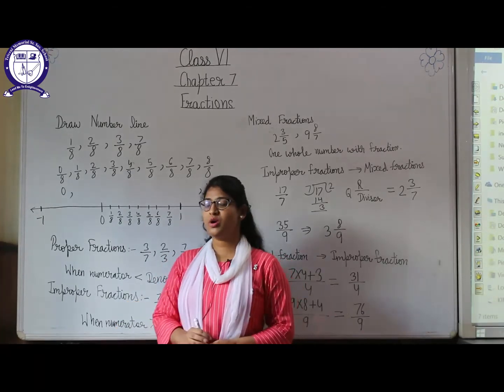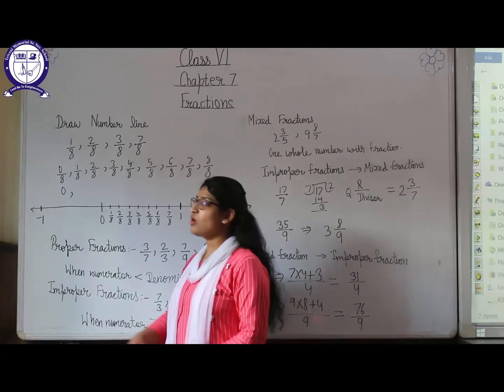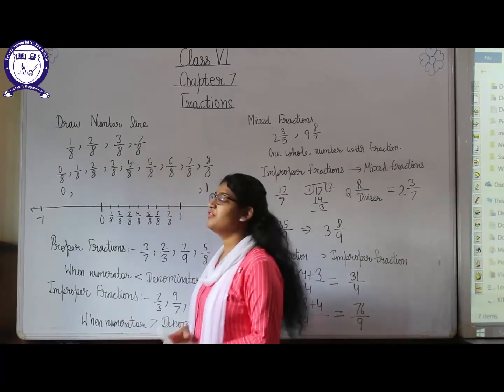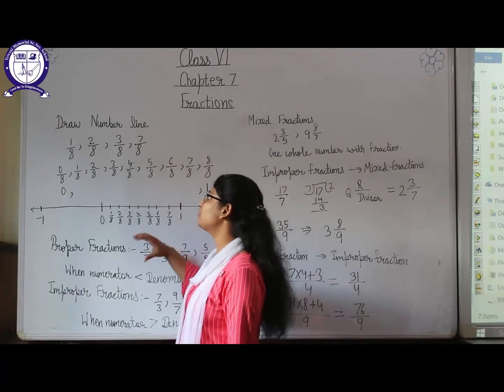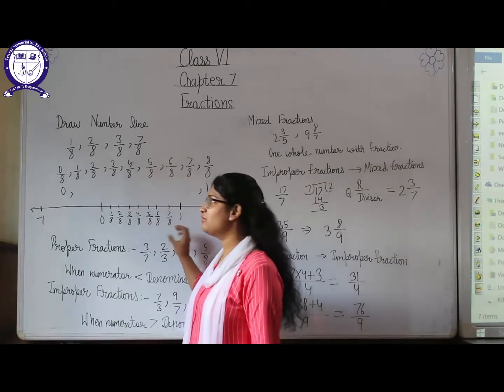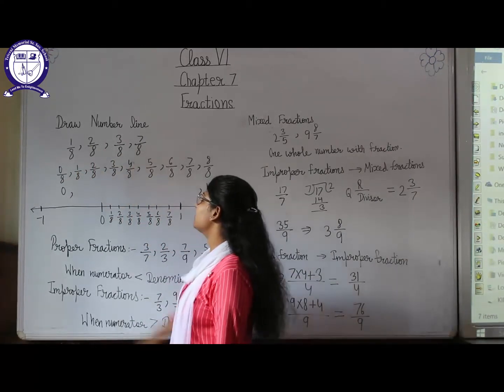Today we will continue our chapter 7, that is fractions. So in this our next topic is draw the number line for the fractions given. Here are the fractions given to you and we have to draw the number line for them. So it is 1 by 8, 2 by 8, 3 by 8 and 7 by 8.